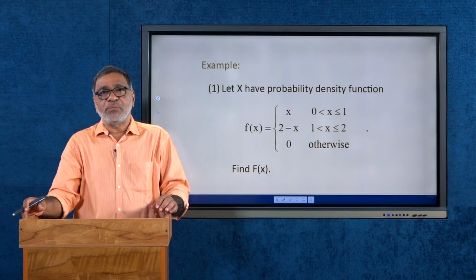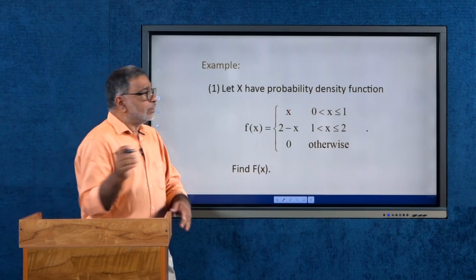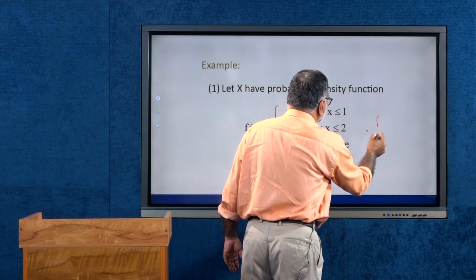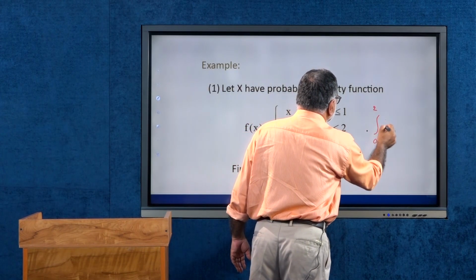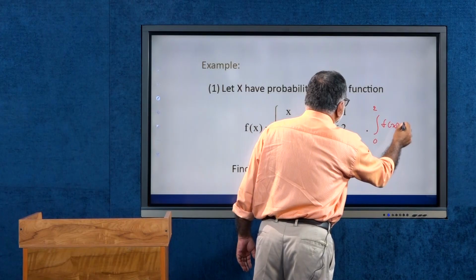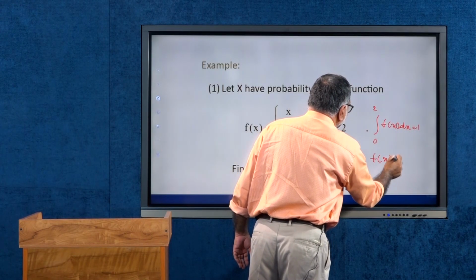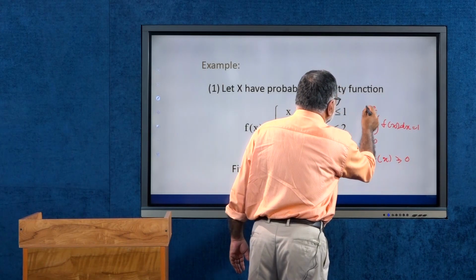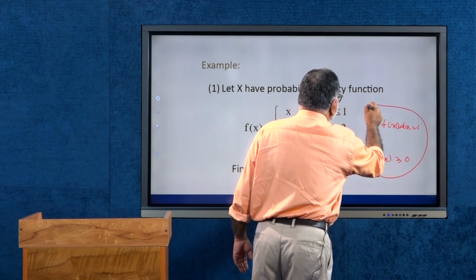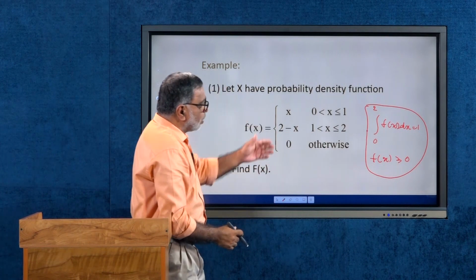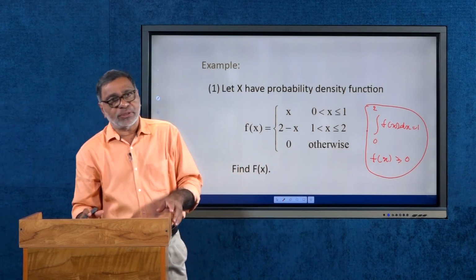We can easily establish that the integral from 0 to 2 of f(x) dx is equal to 1. And f(x) is non-negative. So since these 2 conditions are satisfied by this function, this is a probability density function of a random variable.